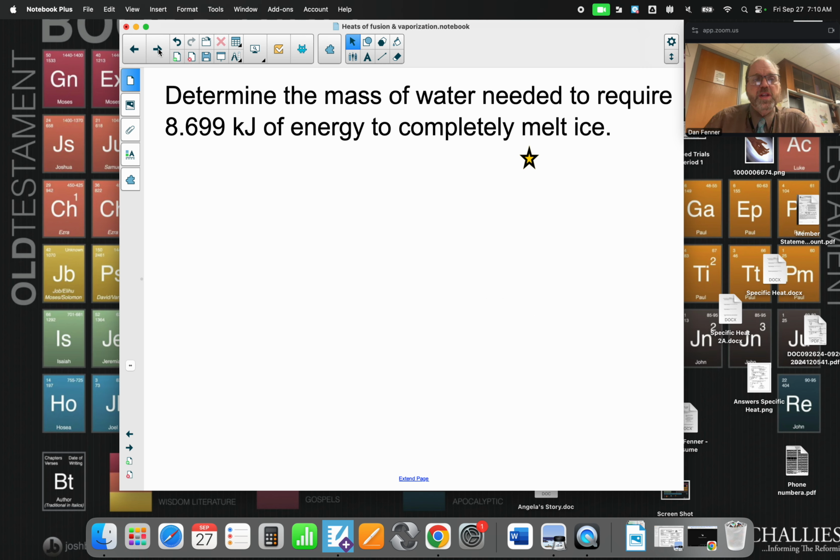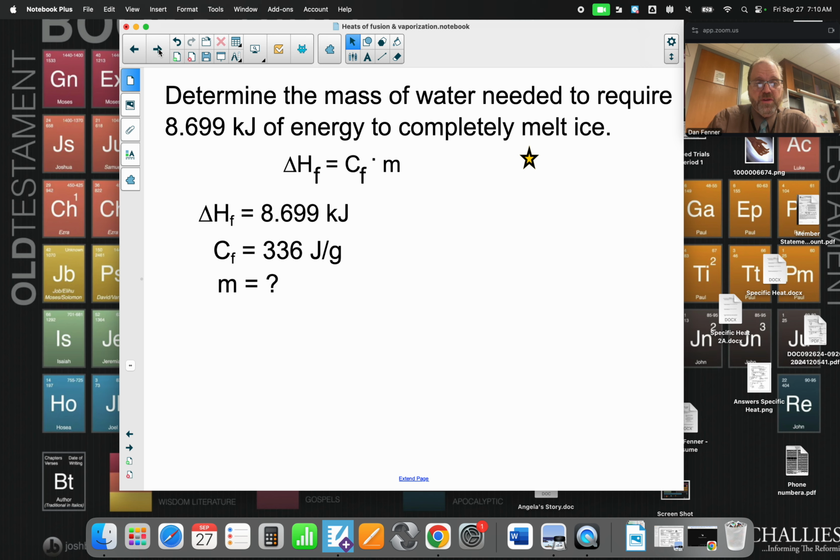Determine the mass of water needed to require 8.699 kilojoules to completely melt ice. So again, my equation: delta H is equal to CF times M. Delta H, CF, and M. Delta H is 8.699 kilojoules. I don't like kilojoules because CF is 336 joules, so I'm going to have to convert that, which I'm going to do right here. I'm going to get 8,699 joules.